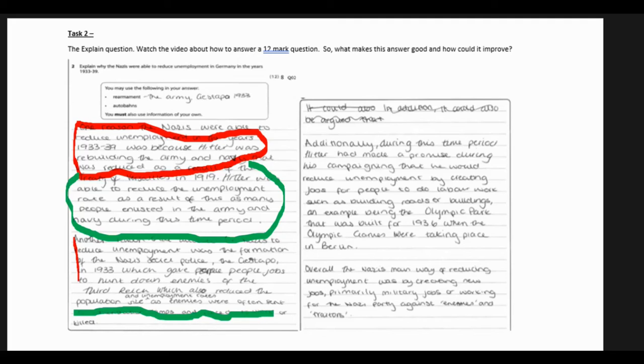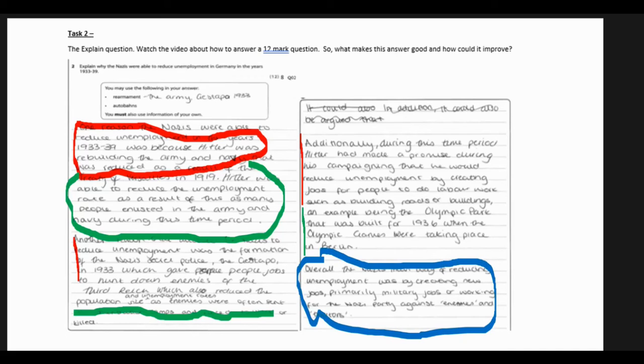Then we've got, additionally, during this time period, Hitler had made a promise during his campaigning that he would reduce unemployment by creating jobs for people to do labour, such as building roads and buildings, an example being the Olympic Park that was built. So again, we've got the point here. When we start talking about the Olympic Park, we've got a bit of knowledge and a bit of evidence there. Overall, the Nazis' main way of reducing unemployment was by creating new jobs. We've got some sort of argument here. We've got the overall, it was to create jobs, okay?